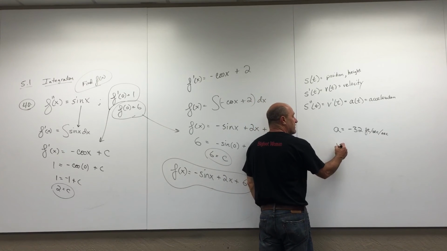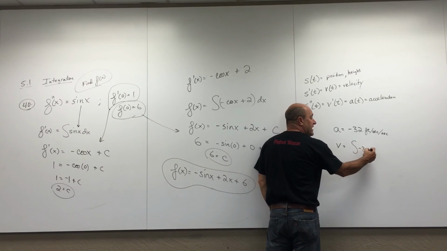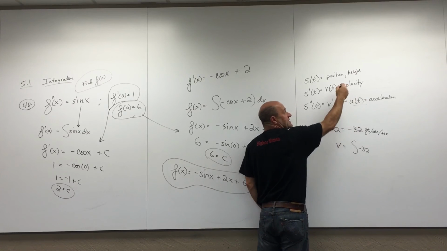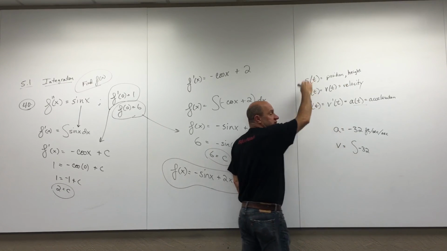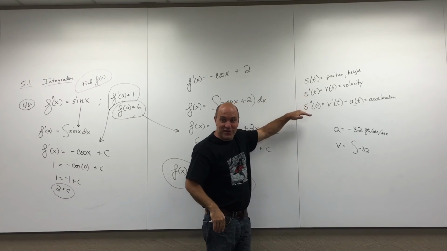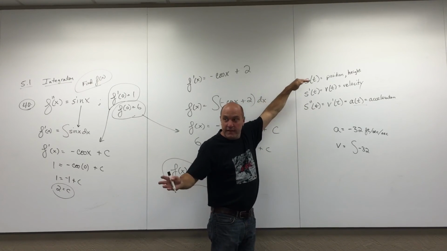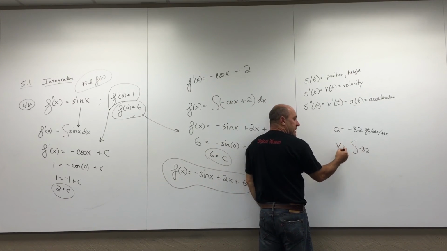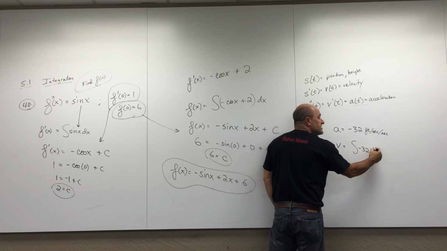If you wanted velocity, what you would do is integrate this acceleration. To get from acceleration to velocity, you integrate. You see this chart: going down the chart, you differentiate; going up the chart, you integrate. So to get velocity, I have to integrate this with respect to t.